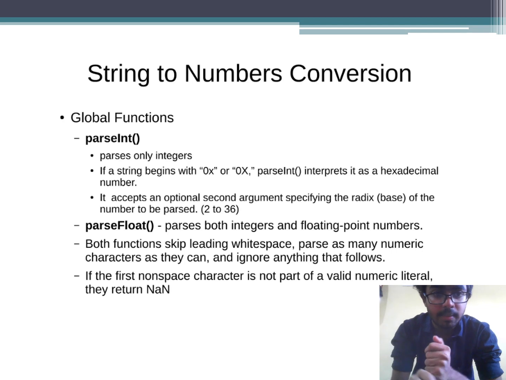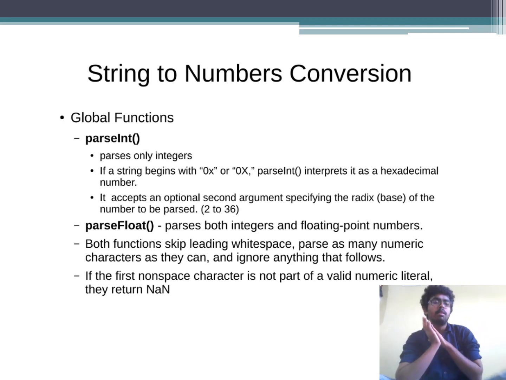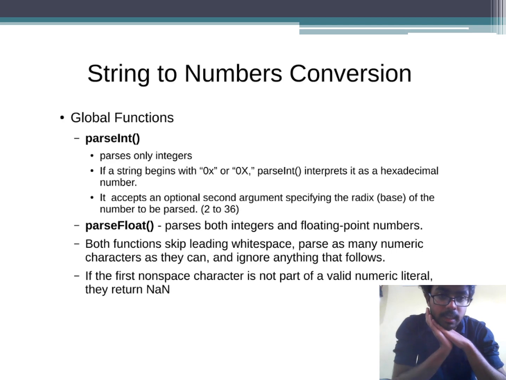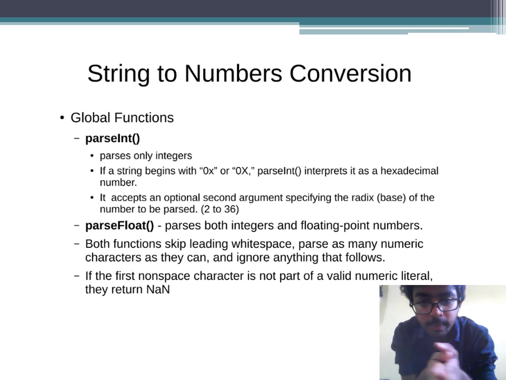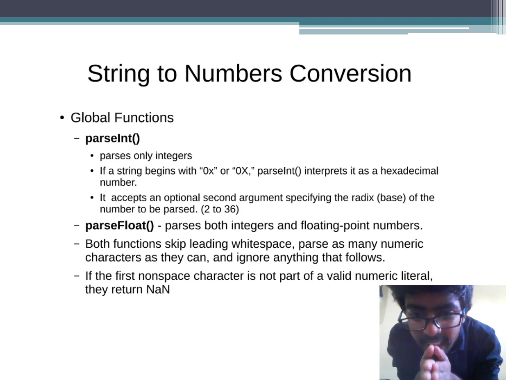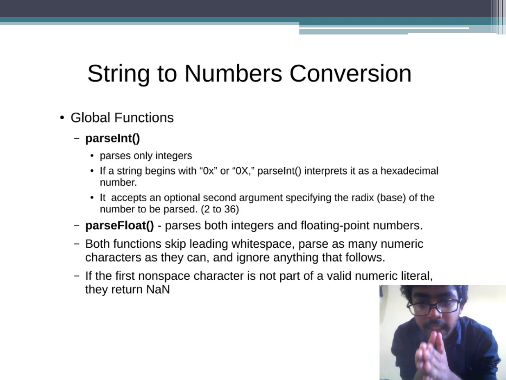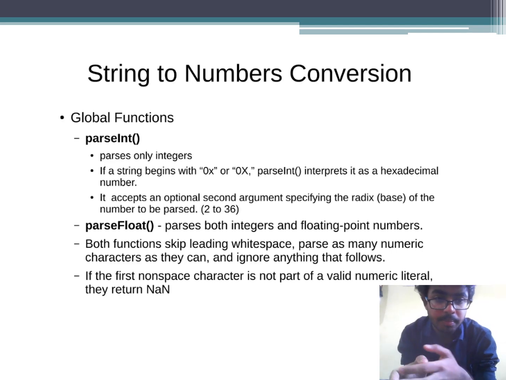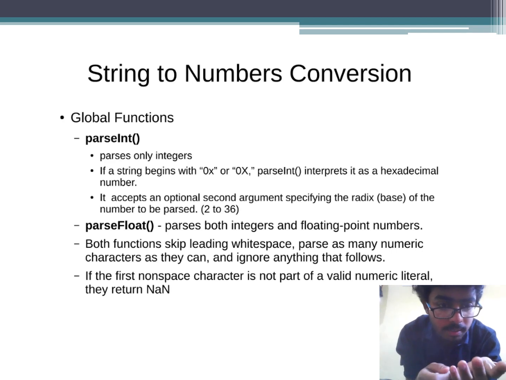String to number conversion. Global functions. parseInt parses only integers. If a string begins with 0x or 0X, parseInt interprets it as a hexadecimal number. It accepts an optional second argument that specifies the radix of the number to be parsed. parseFloat parses both integers and floating-point numbers.